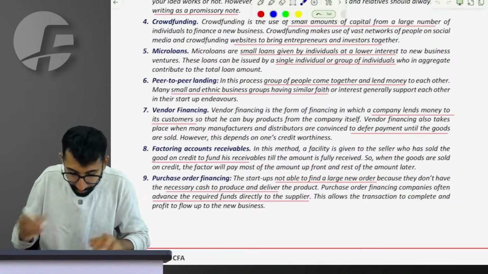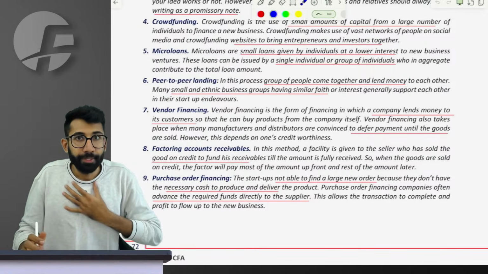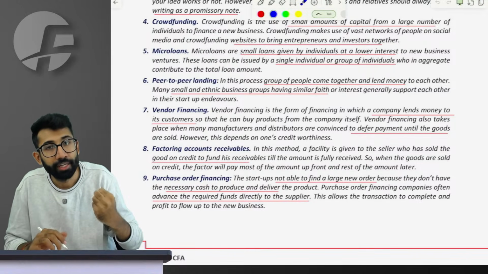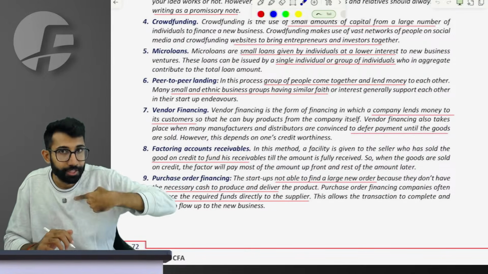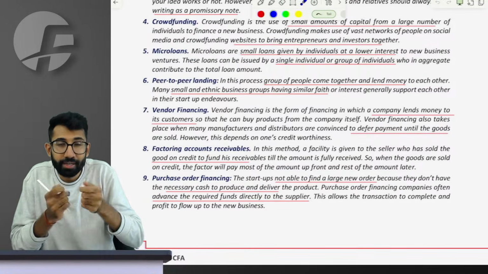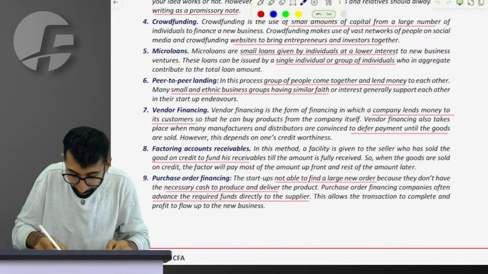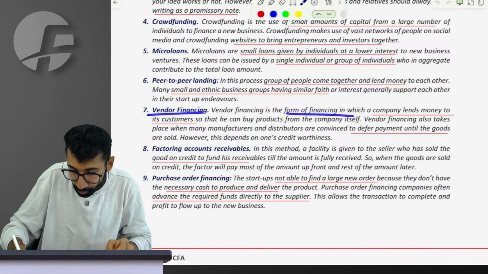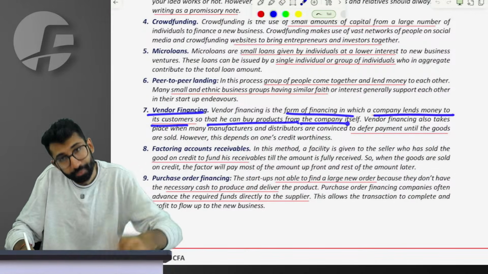Yes, vendor financing. Sir, I am a company, right? I want to purchase something. So I will approach the vendor and say that first of all, you finance me, you give me money. The same finance I will use to purchase your product only, so that I can sell it further in the market. Sir, vendor financing is the form of financing in which a company lends money to its customer so that it can buy the product from the company itself.